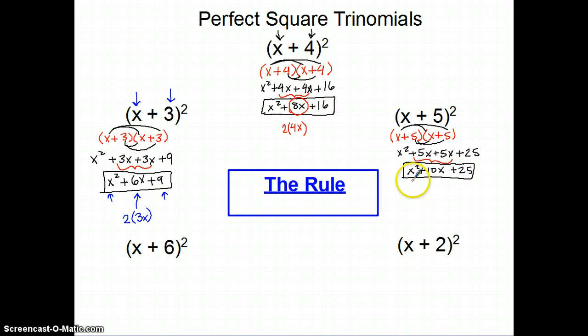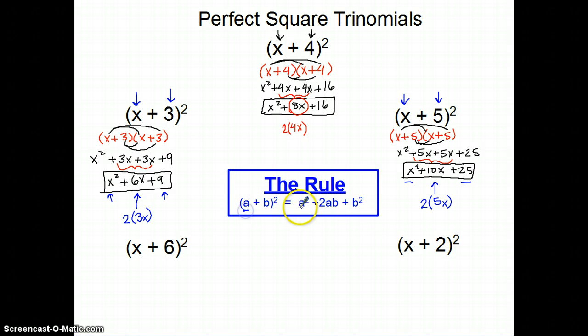To the right, my x squared is simply the first term in my parentheses squared. My 25 is simply the last term in my parentheses squared. And in the middle, I simply have 2 times the 2 things multiplied together. So 2 times 5x.